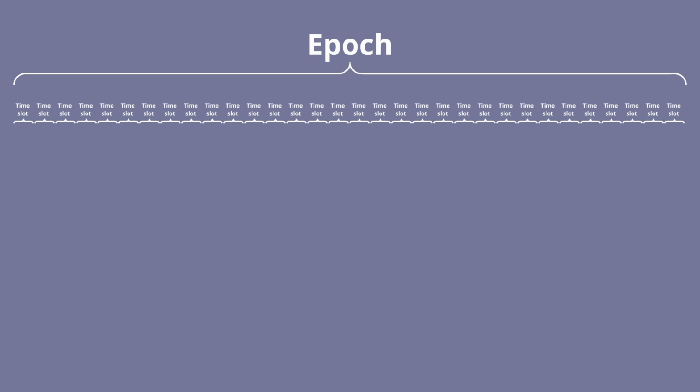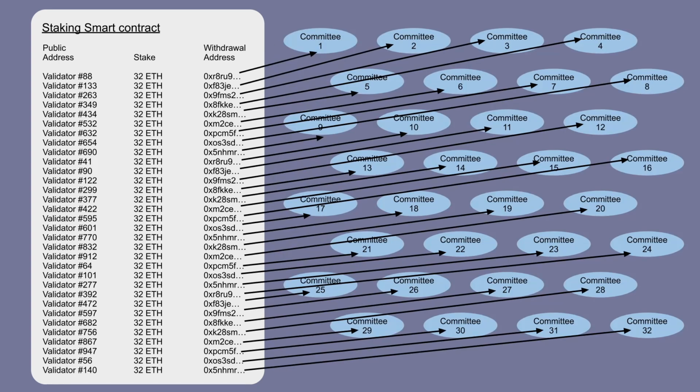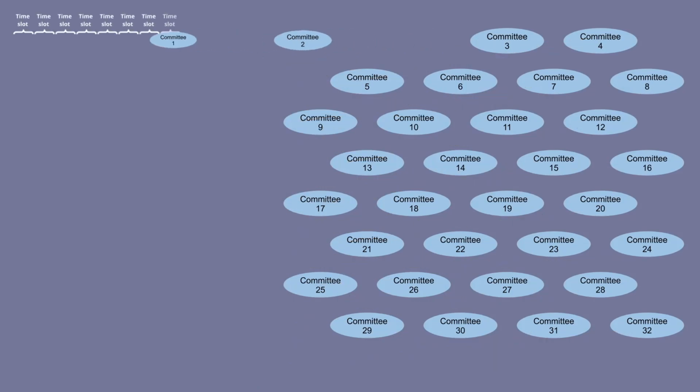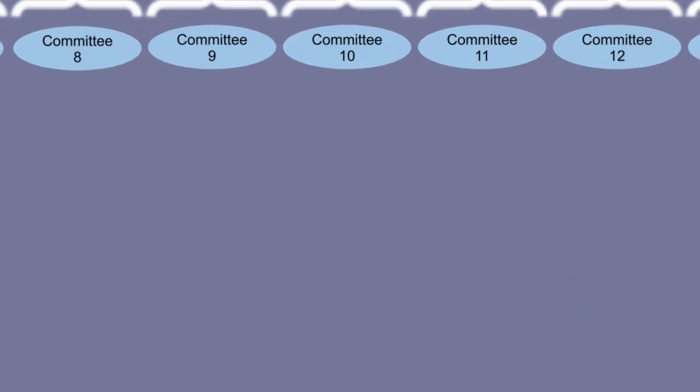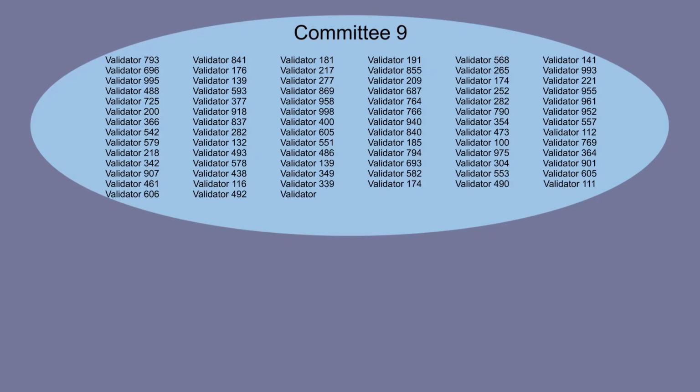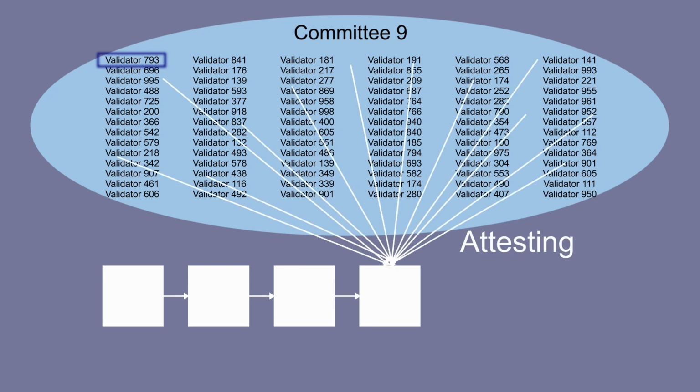This makes an epoch 6 minutes and 24 seconds. Every epoch, all the validators staking in the staking smart contract are randomly split into equal committees. Each committee is then responsible for one time slot in the epoch. The first member of the committee is chosen to produce a block for the time slot, and all the rest of the validators are assigned to attest to the block they think is the latest block, which should be the block that the block proposer proposed.